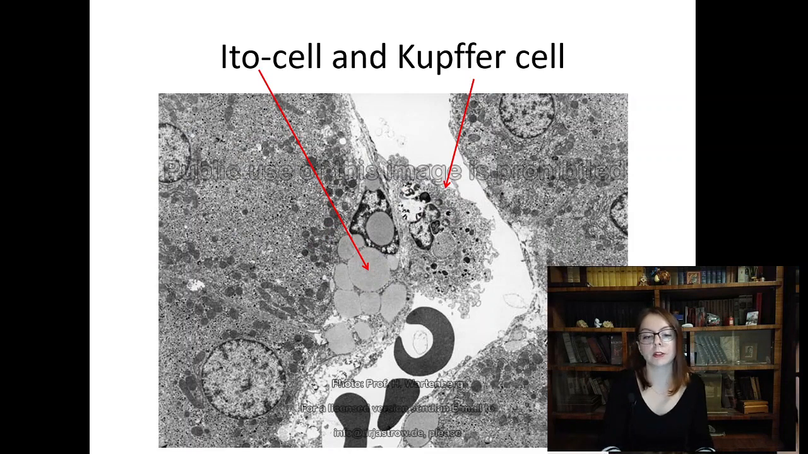Then here an Ito cell is shown. Notice it contains lipid droplets, of course, and because vitamin A is hydrophobic, it is dissolved in lipids, so it stores lipids and vitamins together. And this is the Kupffer cell. You notice that lots of rubbish material, phagocytosed, is present inside the Kupffer cell. So the Kupffer cell is present inside the lining of the sinusoidal capillary, while the Ito cell is located between the sinusoidal wall and hepatocyte in the space of Disse.